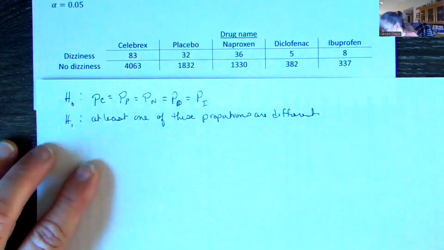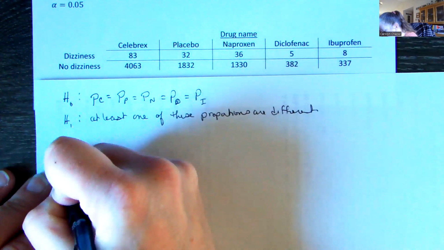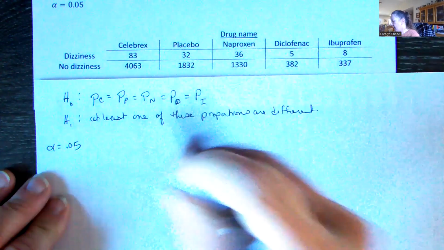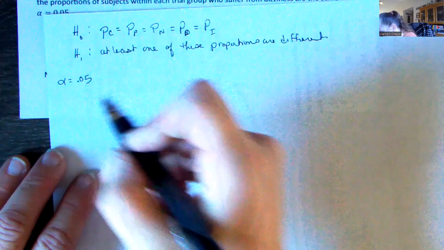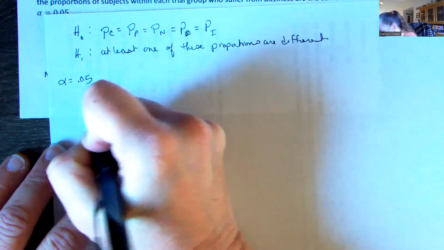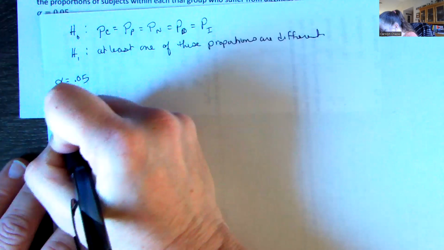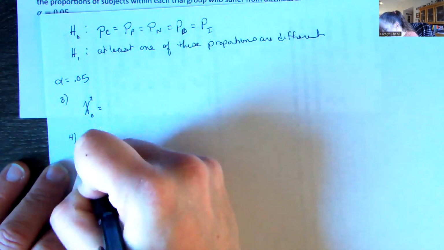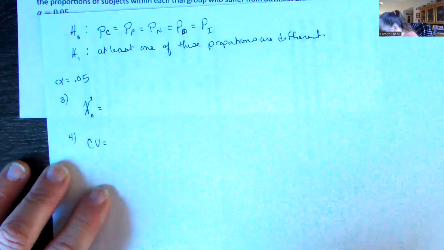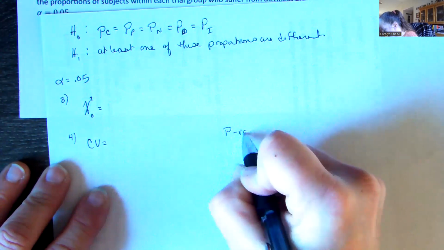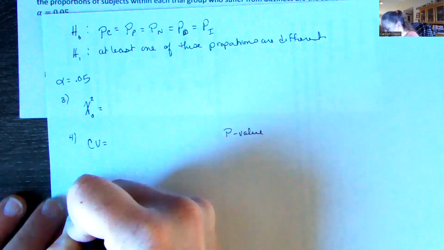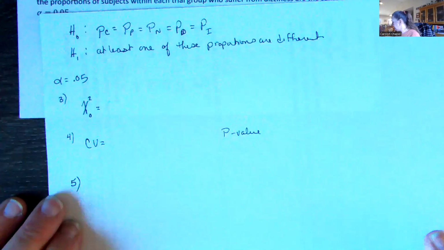Okay. Our alpha level that we have is 0.05. We're going to need our test statistic, which is a chi-squared, that we're going to get from StatCrunch. Step 4 is our critical value, or our p-value, which we'll get from StatCrunch. And then step 5 is to make our conclusion.